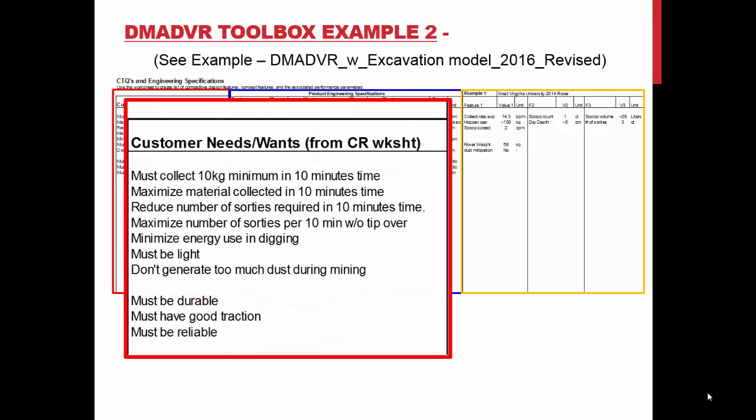So if we take a closer look at that, our needs and wants again, such as collecting maximum amount of material in 10 minutes time, but making sure that we have at least 10 kilograms so we get points. Reducing the number of sorties required in 10 minutes time, maximizing the number of sorties per 10 minutes without tip over, minimizing the energy use in digging, making sure that the rover is light, make sure that we don't generate too much dust during the mining, and make sure that the design is durable, has good traction, and is reliable.